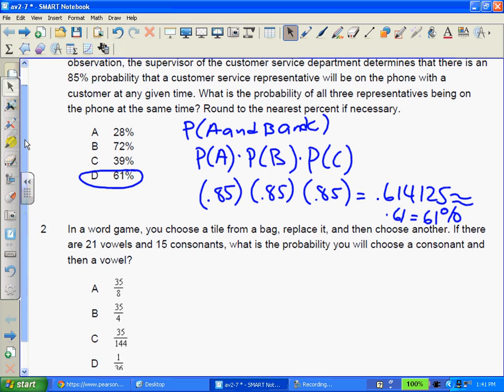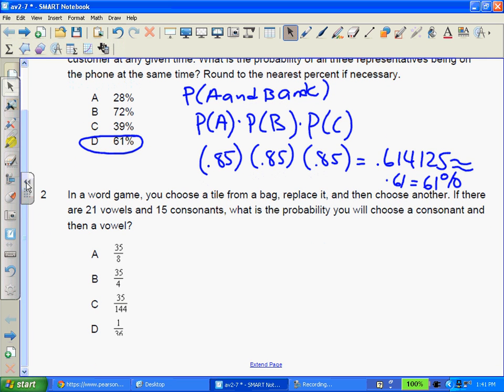In the second problem, in a word game, you choose a tile from a bag, replace it, and then choose another. That's significant because that makes it independent probability. If there are 21 vowels and 15 consonants, what is the probability that you will choose a consonant and then a vowel? So that's P of C and V, where P of C is the probability of choosing a consonant. So that is the probability of choosing a consonant times the probability of choosing a vowel.